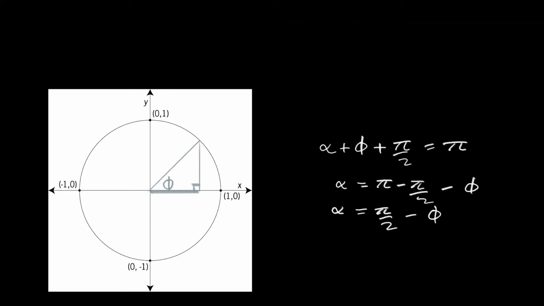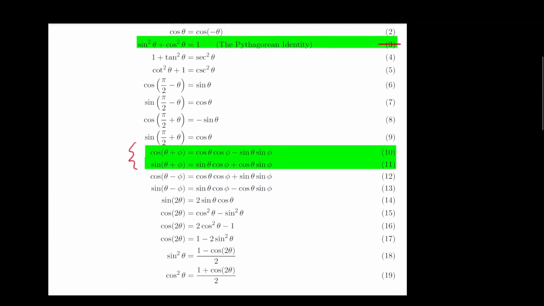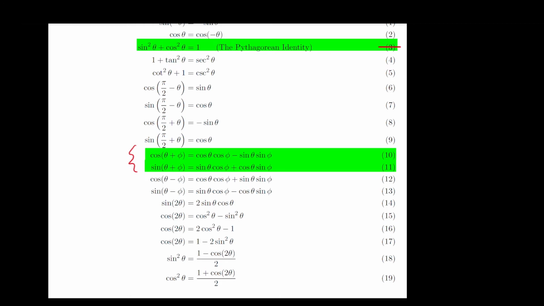I will get rid of this. So, proof of identities 10 and 11. Now let's just recall what they say. These are the identities that we're proving. We're taking the cosine of theta plus phi, and we're taking the sine of theta plus phi, and you can see what they are equal to on the right-hand sides of those equations.